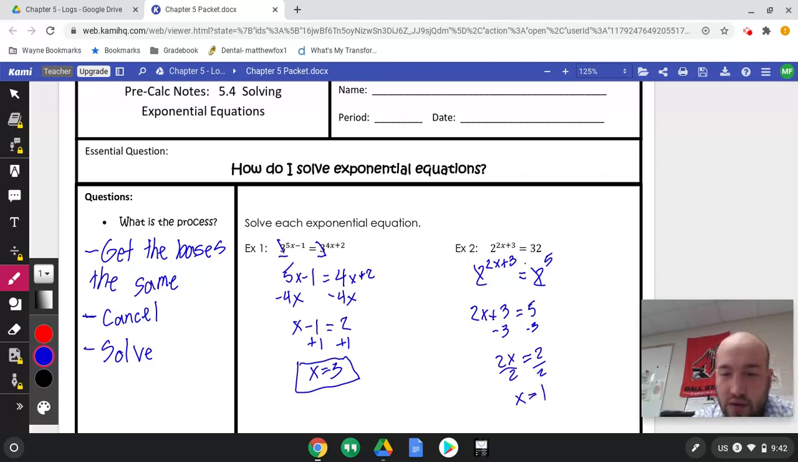Now, if you ever are second-guessing yourself and want to know, did I do it right? Just plug it back into the original. Right there for the x, 2 times 1 is 2, plus 3 is 5, and 2 to the 5th we know is 32. So we did it right.